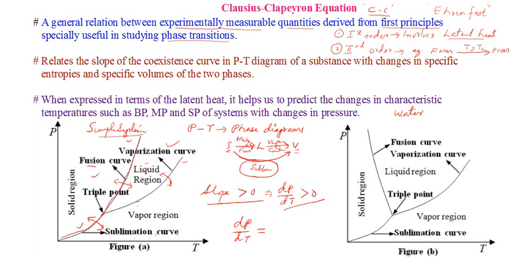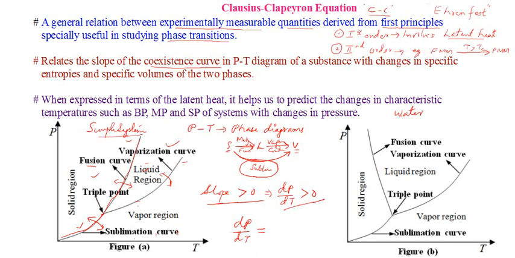Okay, and these three curves that we have discussed here, namely the sublimation curve, the vaporization curve, and the fusion curve, are known as coexistence curves. You know why it is known as that? Because of coexisting. What is the meaning of coexisting?